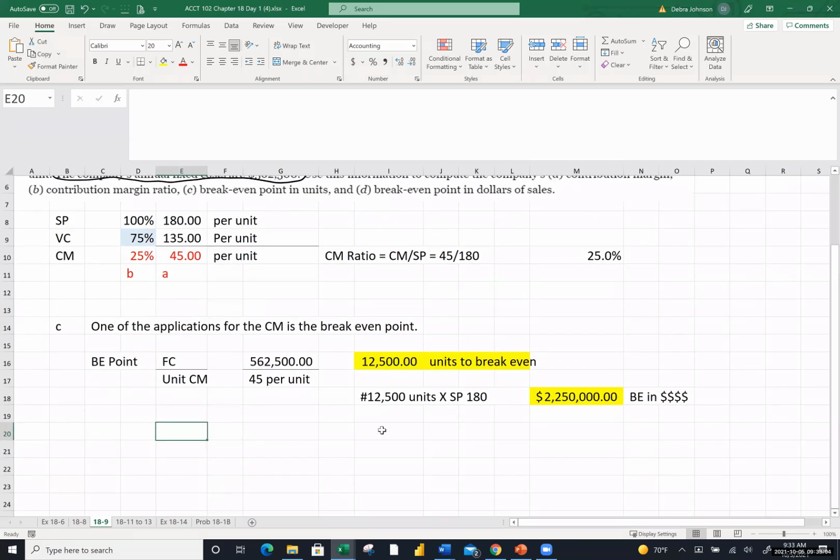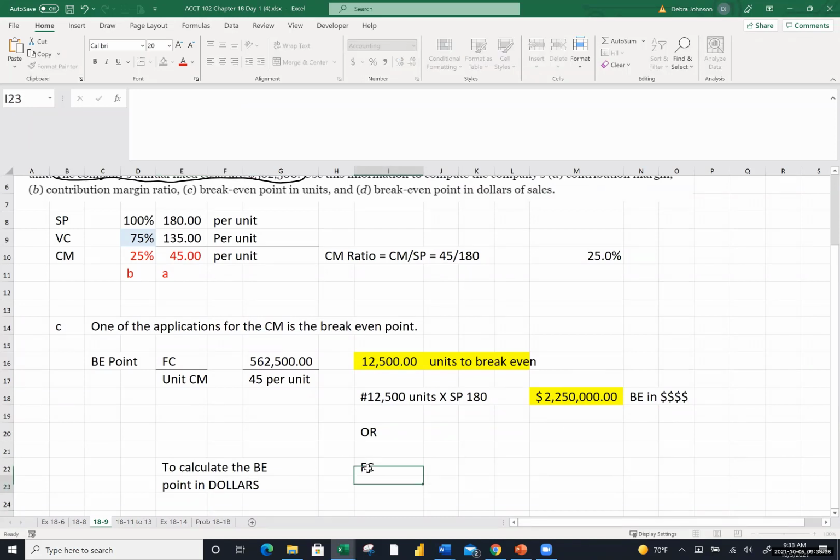An alternative, and here's where another formula is going to come in, to calculate break-even points in dollars. You can go directly to a formula to calculate the break-even point in dollars. We already know what it is because we took a shortcut. But the other way we could do that is we could put fixed costs on the top and the contribution margin ratio on the bottom. Let's try it. Let's see if we get the same thing.